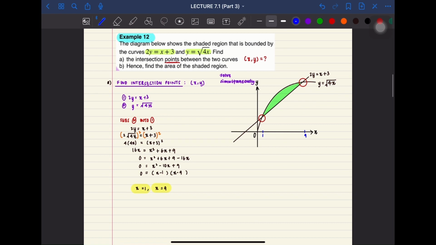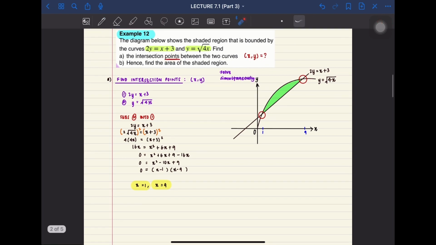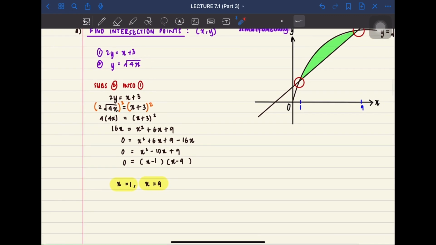Okay, so belum siap lagi. Kenapa belum siap? Dia nak points tadi kan guys. Dia nak points. So kena cari yang Y pula. So macam mana nak cari Y tu? Simple je. So kita dah ada dua equation dekat situ. So awak boleh masuk dalam mana-mana, sama ada masuk dalam first one atau second one untuk dapatkan Y tu.